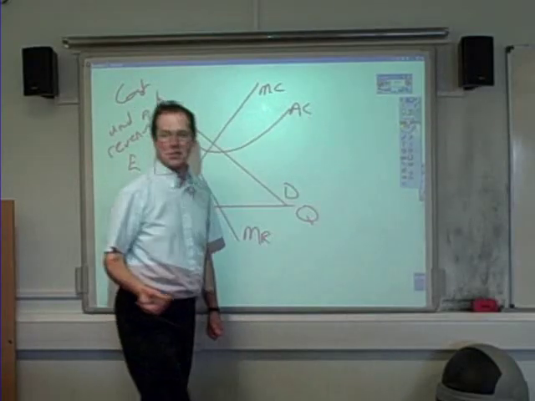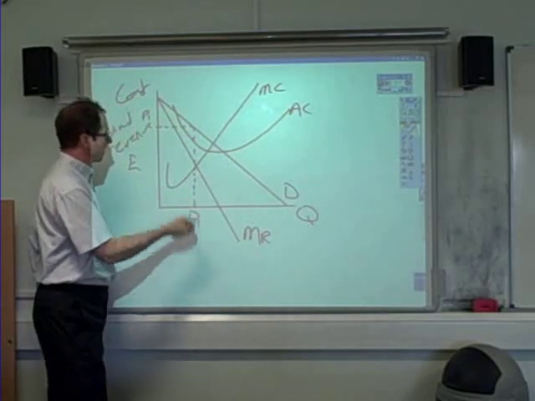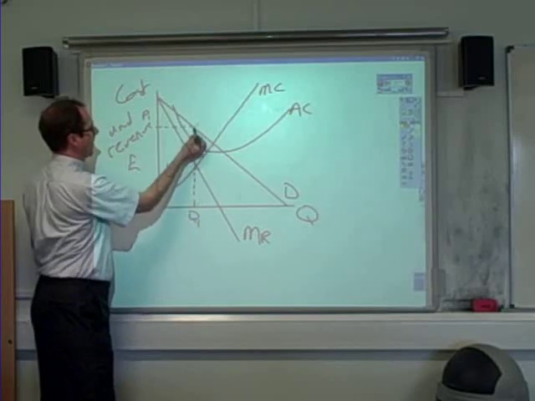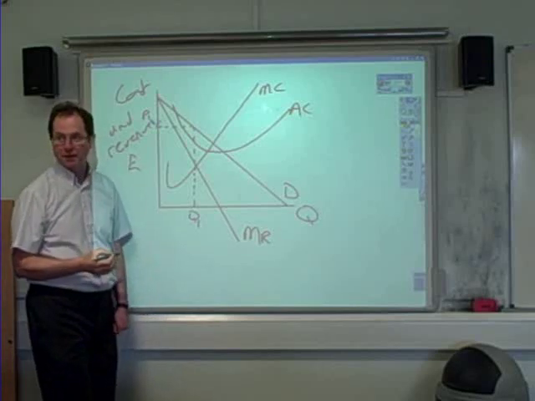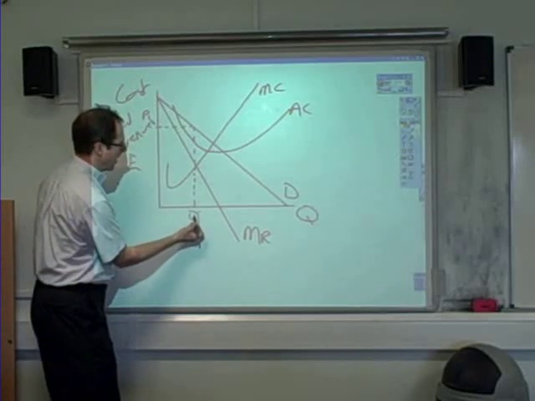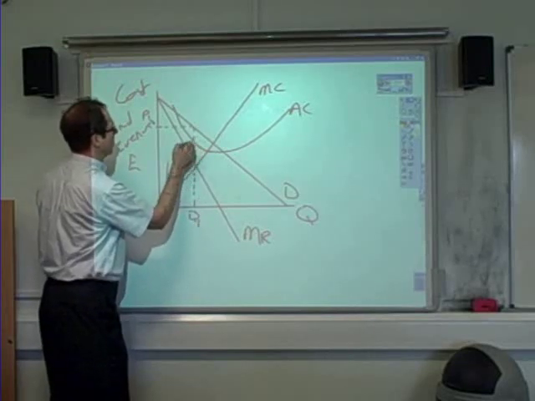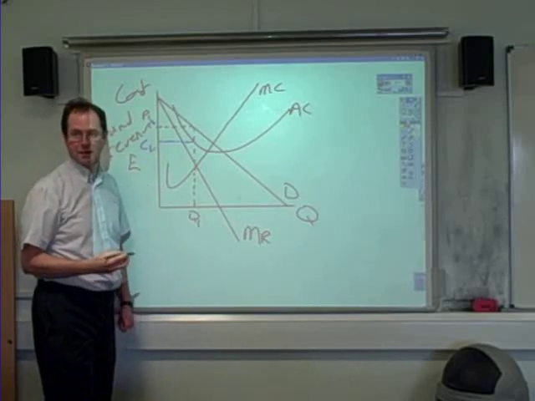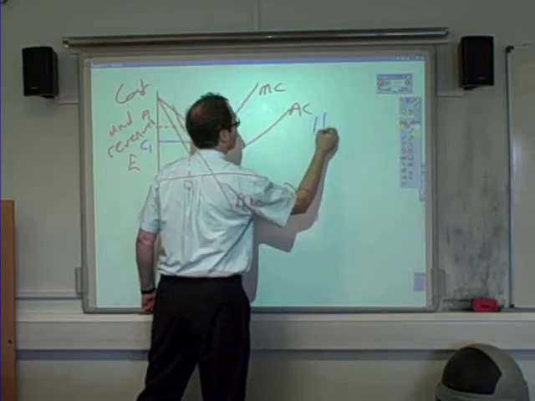You should now be able to shade in the area of supernormal profit. So, question. Output level Q1, what's the price? Up to the demand curve and across, it's P1. But what was the unit cost of making Q1? Answer, project up from Q1 to the average cost curve and across, call it C1. And now we're in a position to predict what supernormal profits are.